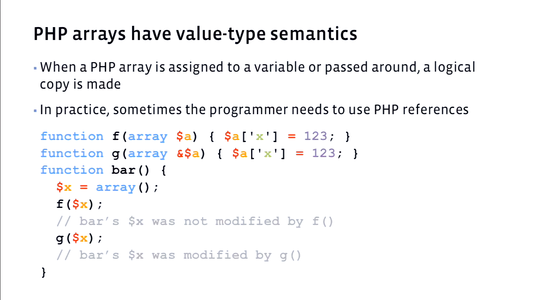F just takes the parameter normally, and so f actually gets its own copy of the array. So when it makes a mutation, after it returns, bars $x is still the empty array. So you end up having to use PHP references in practice in certain cases so that you can allow the callee to modify the caller's array. And references pose a challenge for static typing. At the moment, Hack type inference just simply ignores the ampersand when it's analyzing types. And so we didn't want the core container story of Hack to be something where you had to use references.